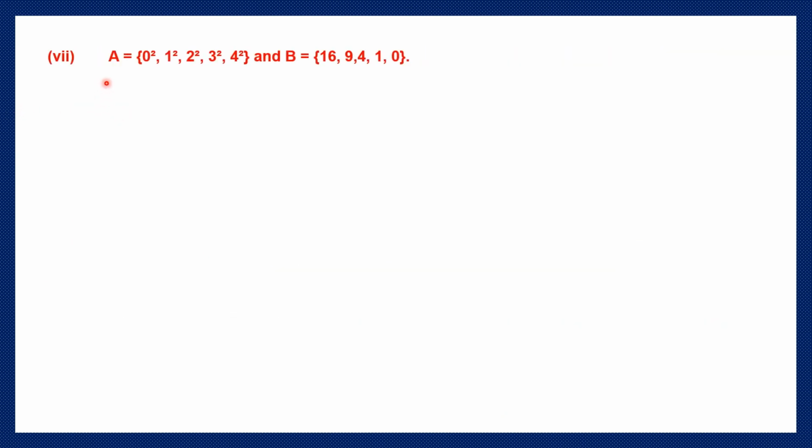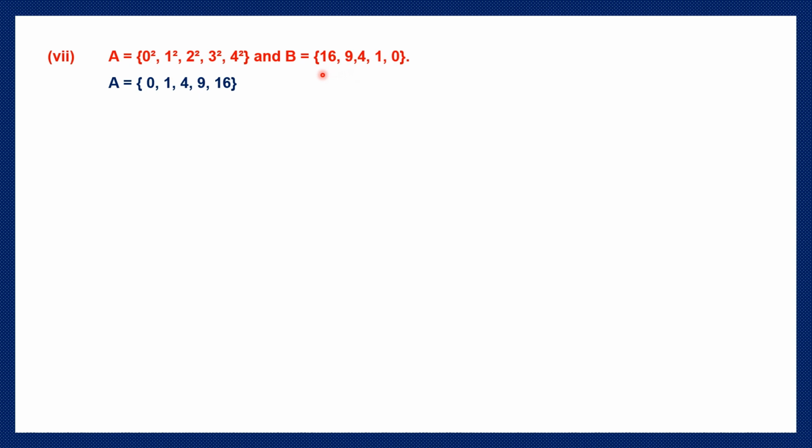Question 7. Here we have set A with squares of whole numbers from 0 to 4. So let's write down the squares of these. 0 square will be 0, 1 square is 1, 2 twos are 4, 3 threes are 9, 4 fours are 16. Remember, when we say square, we are multiplying the number by itself. So here we have the elements of set A: 0, 1, 4, 9 and 16.